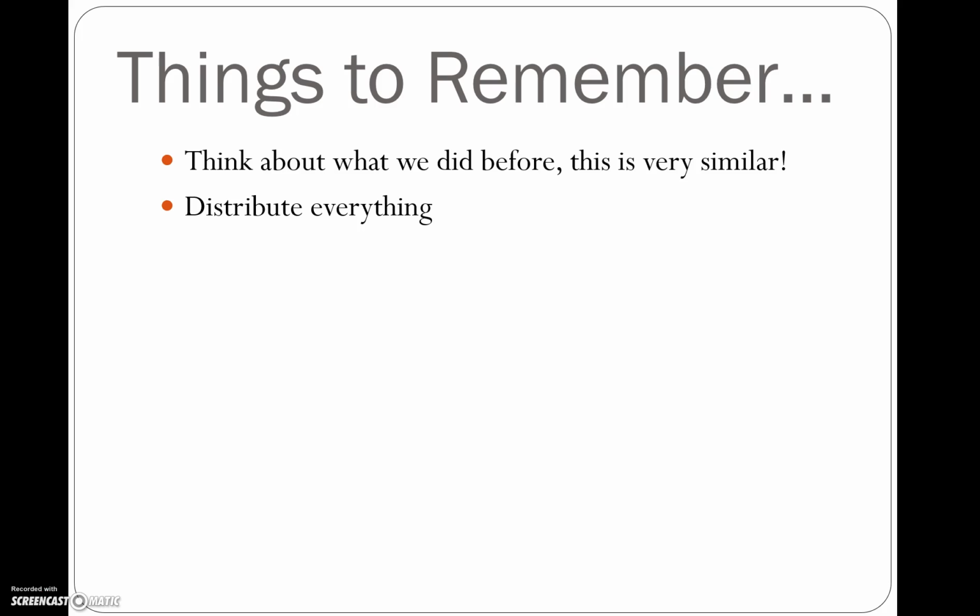Make sure as you're doing this, you're distributing everything. So everything that's in the first parentheses, make sure you distribute to everything in the second one. And the last part of this is to combine all the like terms after you're multiplying. So you should have nothing that looks alike. Everything should have combined as low as they can.